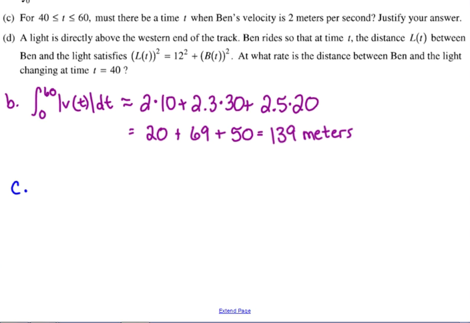Our other option is MVT, the mean value theorem. Remember what the mean value theorem says: f prime of c is equal to f of b minus f of a over b minus a. So let's put that in context here. F prime is the velocity.